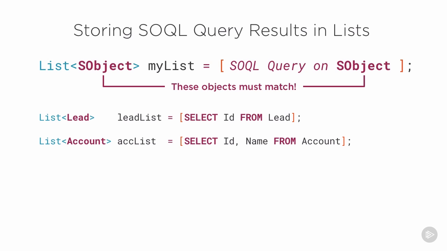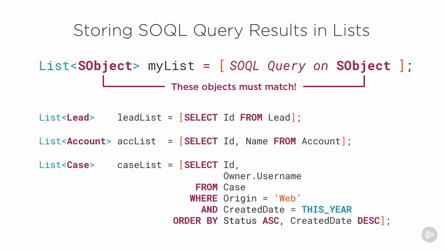In this example, we store all our accounts in an account list. This time we're querying both the ID and name fields of all accounts. All other fields would not be stored in our acc list's memory and thus would not be available.